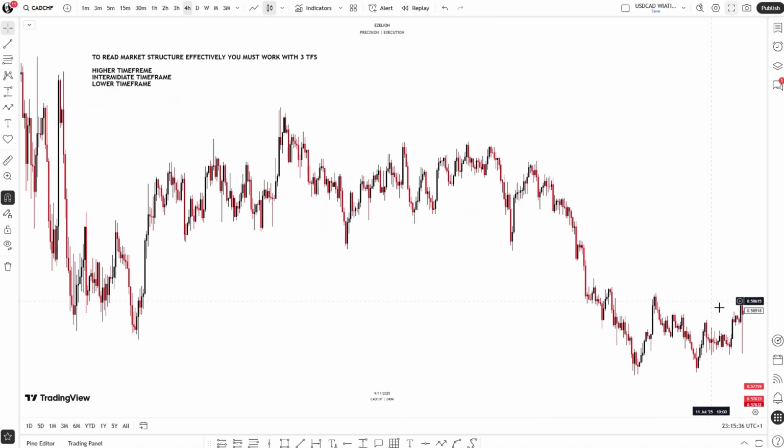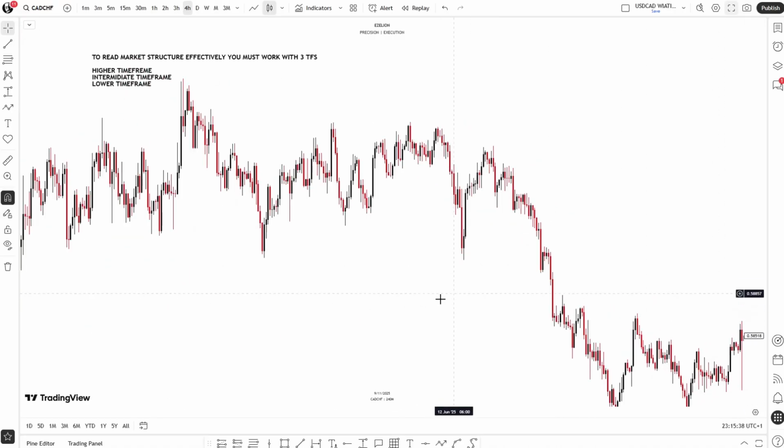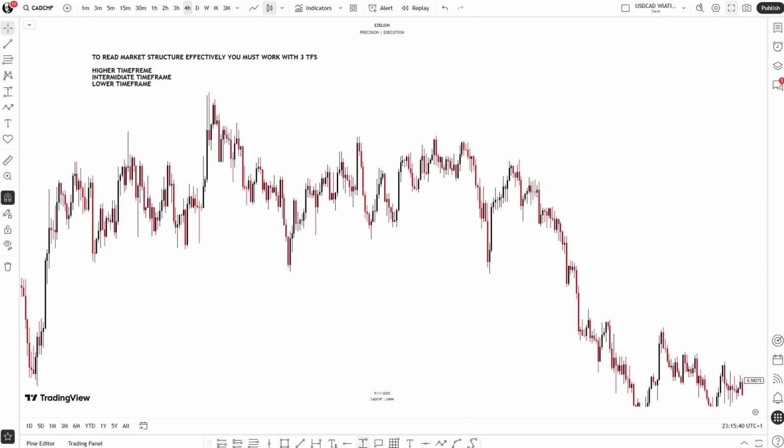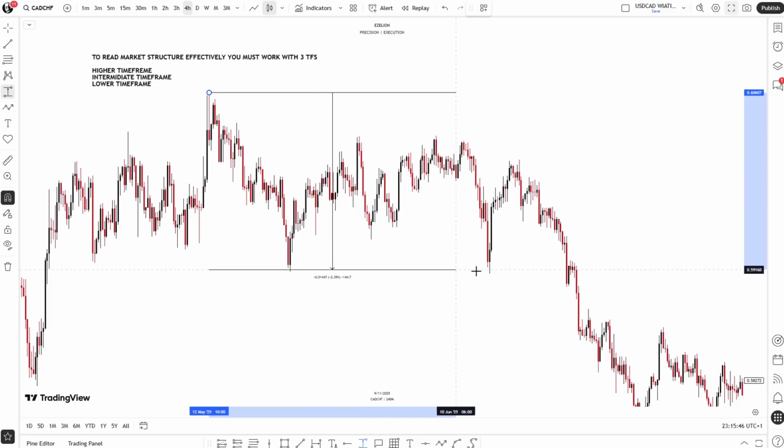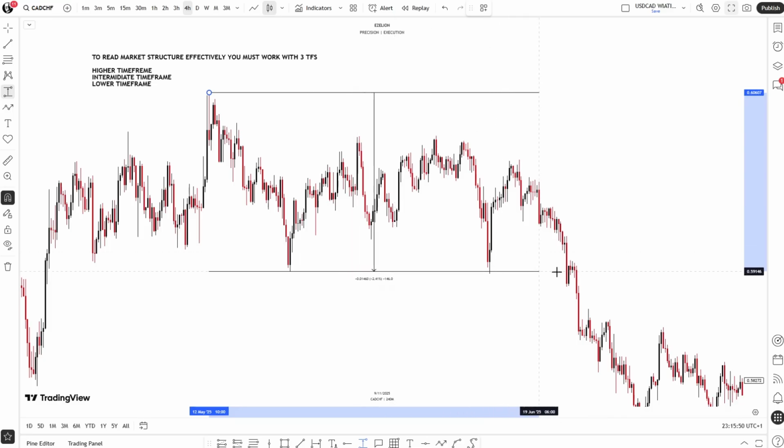Okay, now let's just start from here. At this point, you get your fib tool, and you can see this high, you can see this low. You're going to mark it out. Until this, it was a sweep, it wasn't a break, until it finally breaks it.